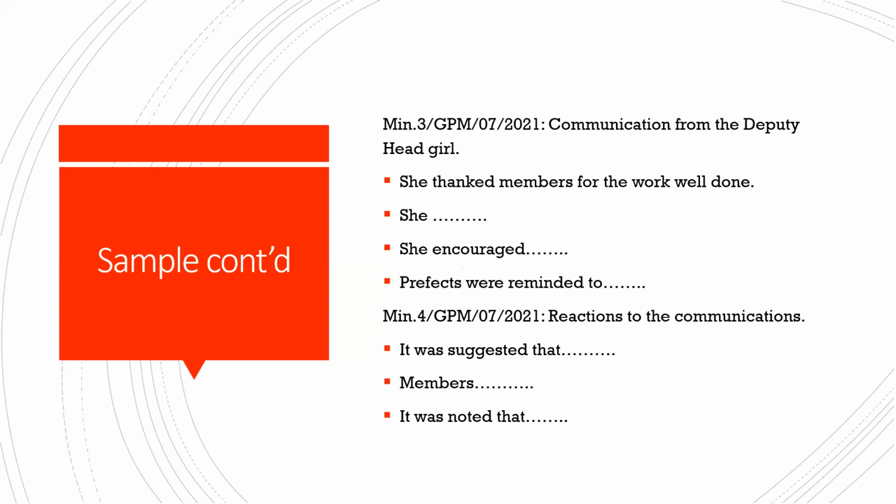Okay. And you continue to your other minutes. So you just ensure that your numbering is consistent. You abbreviate the word minutes to min, min for stroke. You put the abbreviation you've chosen, then you put the date, then the colon, and the subtitle that is supposed to be. And then ensure that you maintain the past tense. So we have just samples here. She thanked members, she did this, she encouraged. The prefects were reminded to do this. It was suggested, it was noted. So the language that you use should be that formal and in past tense. Okay.